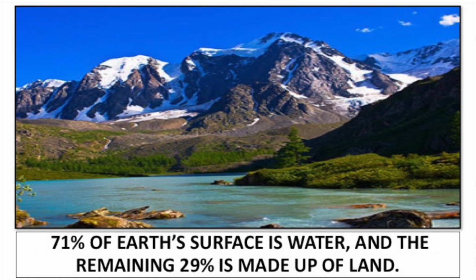71% of Earth's surface is water. And the remaining 29% is made up of land. That's why if we look at a map of the Earth or the world, it's mainly blue, because 71% of the Earth's surface is water, over 2/3, and the remaining 29% is land, continents.